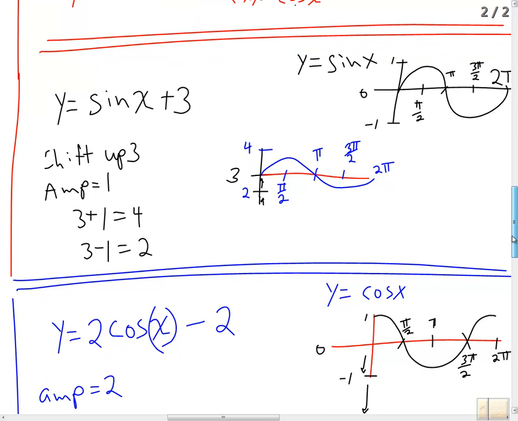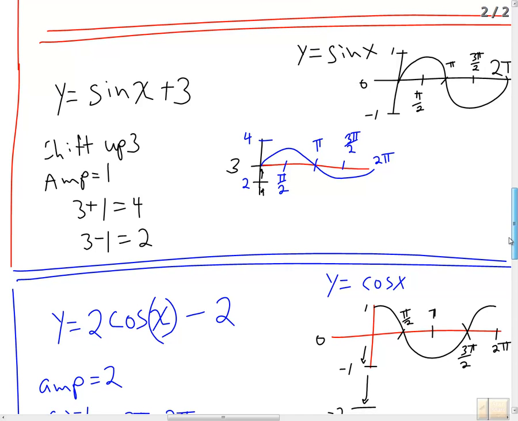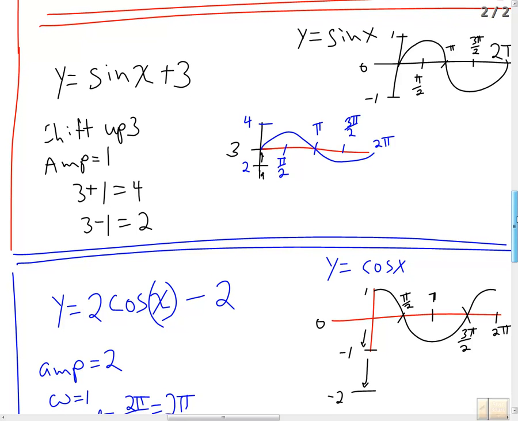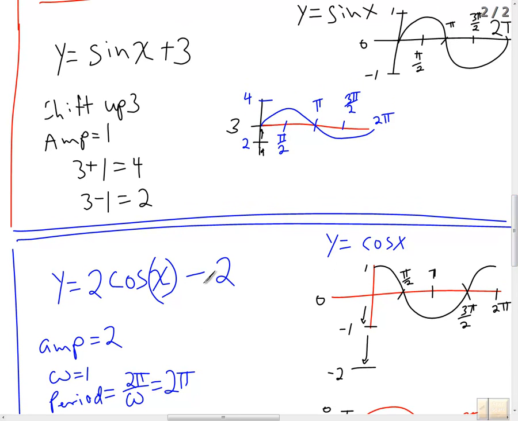Okay, here we have 2 cosine x minus 2. Alright, so our amplitude this time is 2. And so omega is 1, just like omega here was 1. So the period didn't change any, so our period is still 2 pi. And this time it's going to shift down 2. So it helps to start with our parent graph, especially for cosine, because sometimes people get a little confused with cosine.